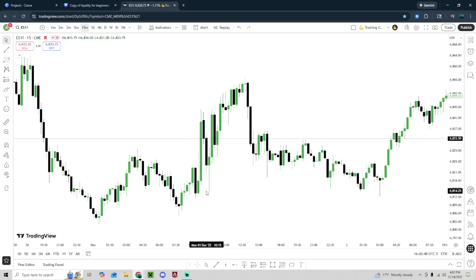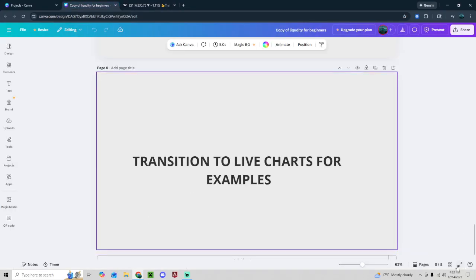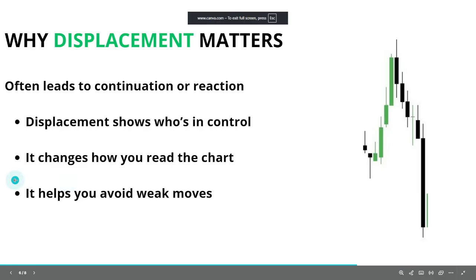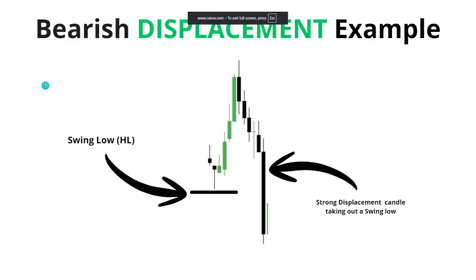It's super easy, super simple. Don't overcomplicate it, guys. It's the easiest thing here. A swing low gets broken. That just shows us displacement. When market structure is bullish and it's creating a swing low and the market breaks down below that low, that just shows you right there that there's a strong displacement candle taking out a swing low.